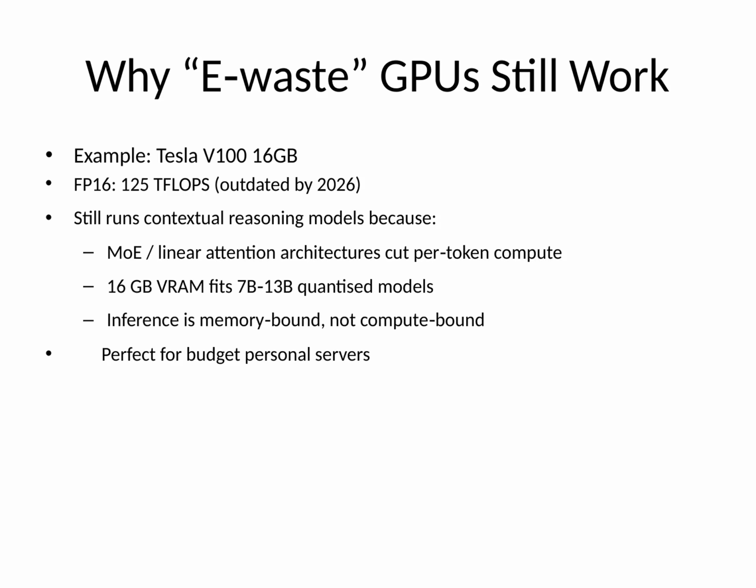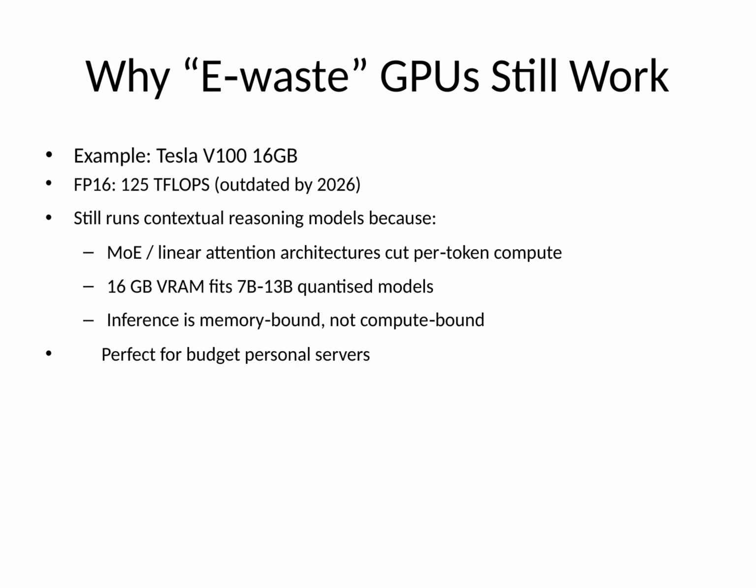Older data center GPUs are often called electronic waste, but they still have surprising value for certain AI tasks. Consider Tesla V100 with 16 gigabytes of VRAM as an example. By 2026 standards, its raw FP16 performance looks outdated compared to the newest consumer GPUs. However, many modern language models use architectural optimizations such as mixture of experts layers or more efficient attention mechanisms, which reduce per token compute requirements.